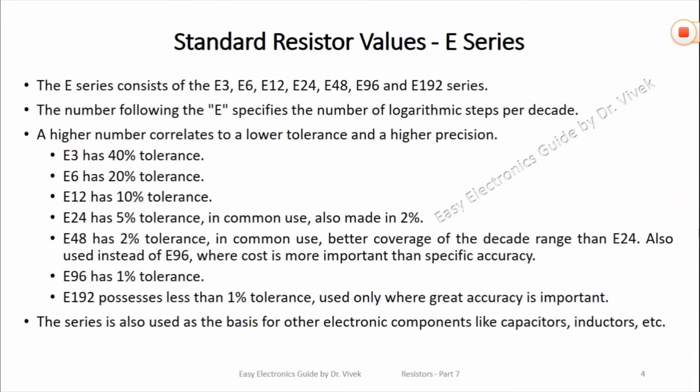The E series consists of E3, E6, E12, E24, E48, E96 and E192 series. The number following the E specifies the number of logarithmic steps per decade. A higher number correlates to a lower tolerance and a higher precision. The tolerance of each series is indicated here.